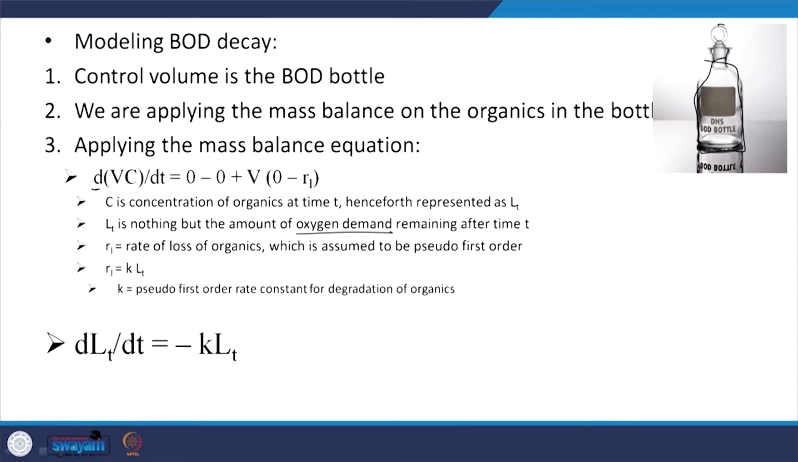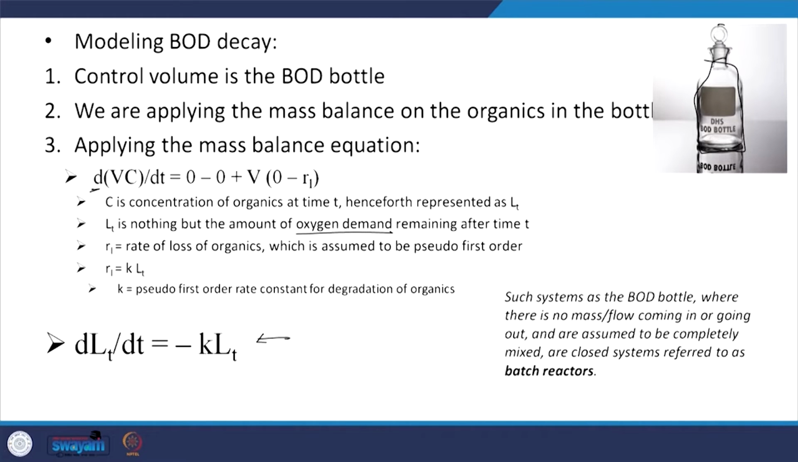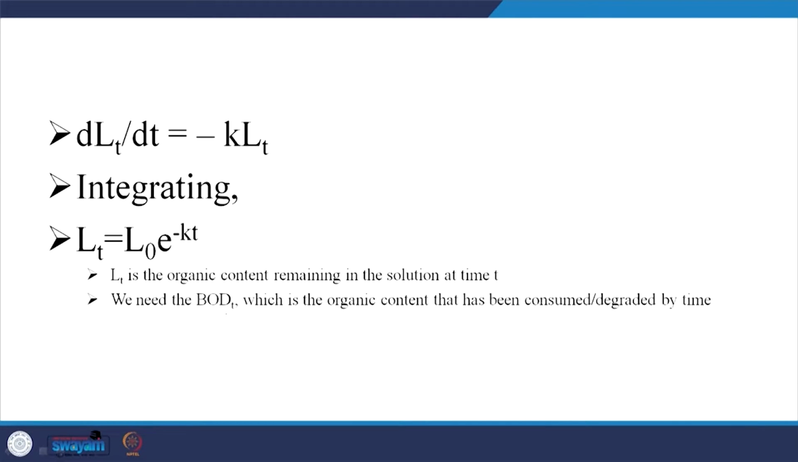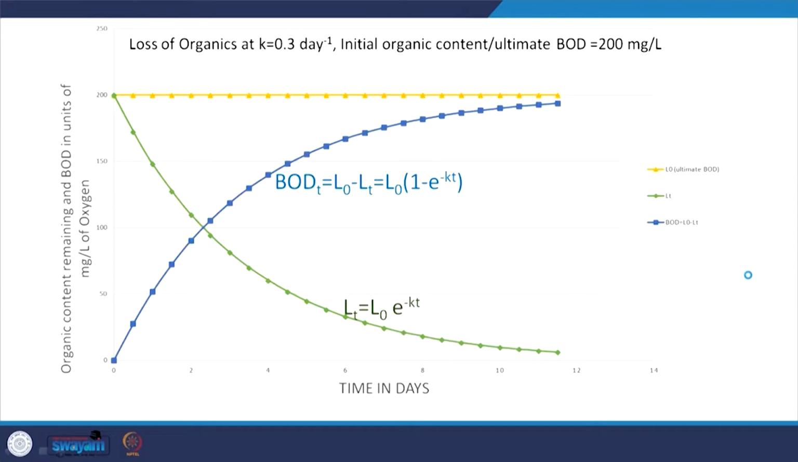So, this equation simplifies to this particular equation. For a batch reactor, I end up with this, and we need the BOD at time t, which is the organic content that has been consumed or degraded by time t. Thus, BOD at time t is equal to L naught minus Lt, that is equal to L naught into 1 minus e power minus kt.